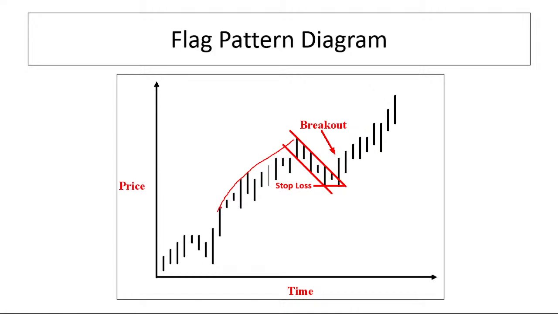Okay, fantastic. All right, so I'll show you again how to measure the pole, but you measure the flagpole. And then what follows is, in this case, a downward sloping consolidation period. So you have a lower channel line that connects the lows. You have an upper channel line that connects the highs during that consolidation period. You get a breakout, and most of the times it's clear.